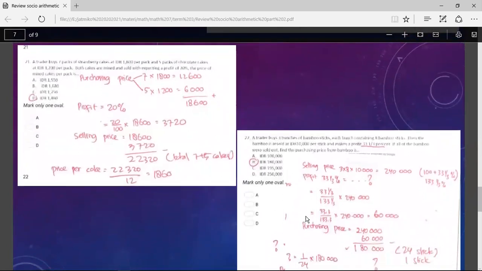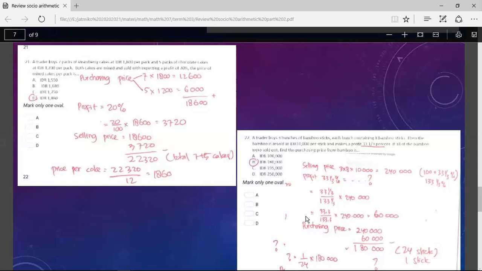Okay, so next we can continue to number 21. So now they have a bakery or pastry. Do you know the difference between them? Let's try to find out. From this question, they have to buy 7 packs of strawberry cake and then 5 packs of chocolate cake, and then they want to mix it and sell it again. It's almost the same as when we dealt with rice.